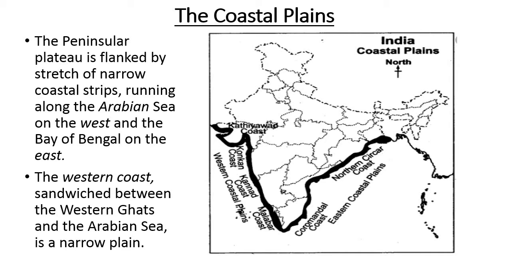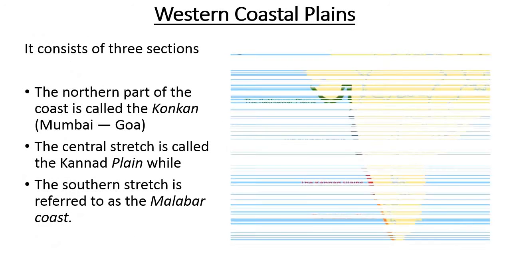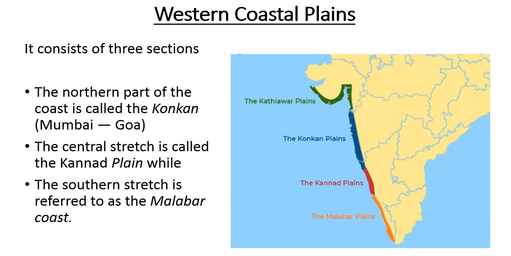The peninsular plateau is flanked by a stretch of narrow coastal strips running along the Arabian Sea on the west and the Bay of Bengal on the east. It is very clear from this map. The western coast, sandwiched between the Western Ghats and the Arabian Sea, is a narrow plain. Western coastal plains consist of three sections.